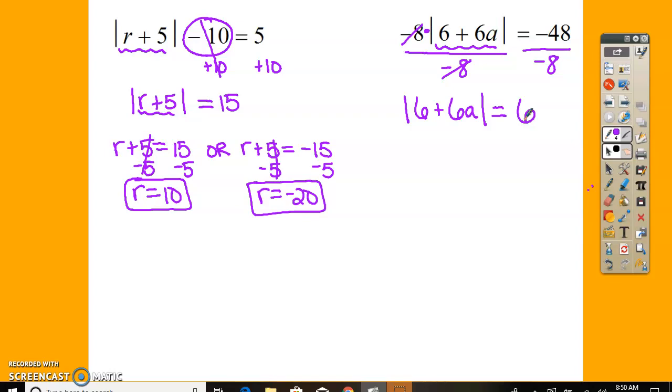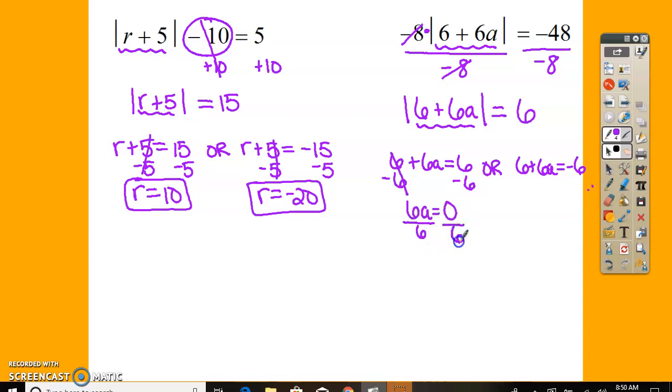So remember that 6 plus 6a, this inside of it, if its distance from 0 is 6, it could have been two things. 6 plus 6a could have equaled 6 inside of there, or 6 plus 6a could have equaled -6. So now we have two equations to solve. Both of them, I'm going to subtract 6 first. So that cancels. I get 6a equals 0. Divide both sides by 6. So a is equal to 0 in this case. Remember, 0 divided by 6 is 0. Right? So that's one of my two answers.